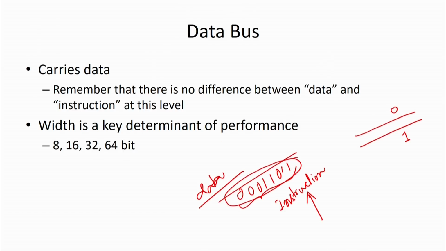If we have an 8-bit data bus, then what will happen? We can transfer 8 bits at a time. If we have a 64-bit data bus, we can transfer 64 bits of information at a time. So, in one go you can transfer 64 bits. If we have more width, we achieve more performance, because in one go we can transfer complete information.